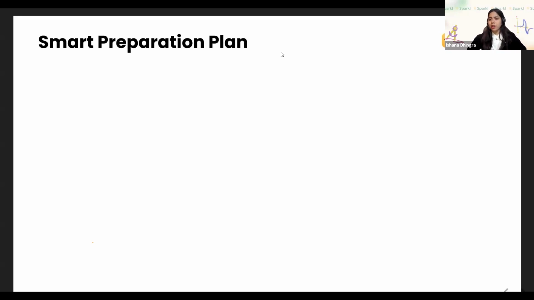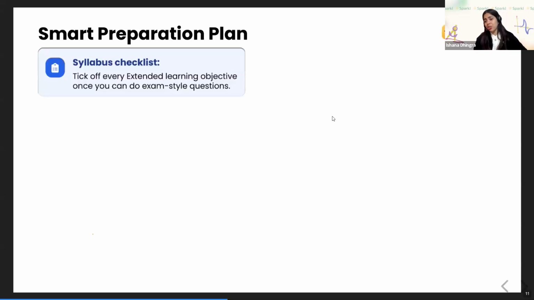I know everyone is preparing for their finals. Why is nobody telling their strategy? Okay, so these are some of the things. Syllabus checklist, which Anaya mentioned. You have to tick off the topics that you know very nicely, that you are able to do exam style questions on. Don't just tick off the topic because you know the concept. You have to check whether you are able to do the exam style questions specifically or not.